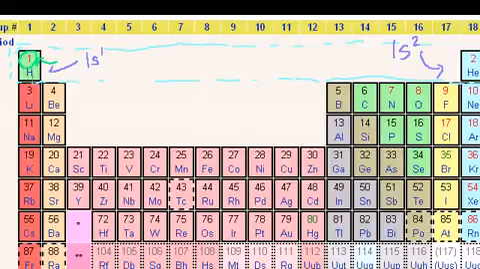Lithium, right here, also the name of an Evanescence song. I think it's the name of an Evanescence song because it's used to treat depression, or at least in the past it's been used to treat depression.